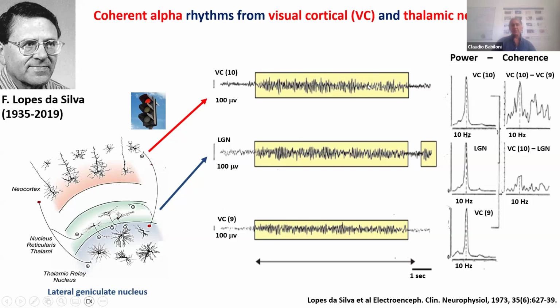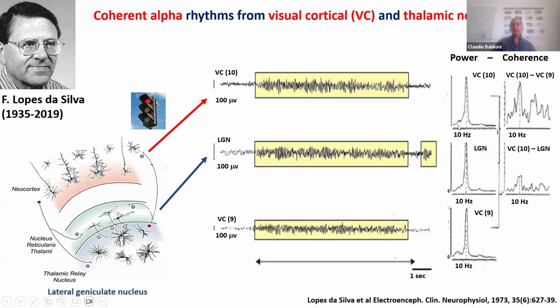You see the oscillations of local field potential, with 1 second of the time scale. The shape of the oscillations in the 3 electrodes look very similar, suggesting that there is a functional connectivity and interrelatedness between the local field potentials in the three electrodes, cortical and thalamic.